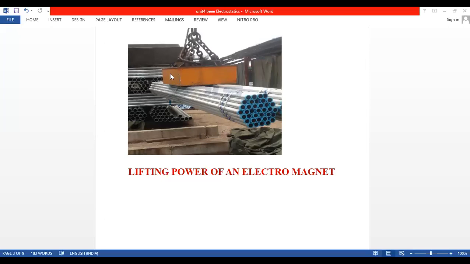I am just passing the current through it. It has got the iron rod. On the iron rod, I am placing the copper wire. It creates a huge magnetic field, and that magnetic field is able to attract these steel rods, and the steel rods are picked up by this electromagnet. So today, how much force and how much magnetic field is created, we are supposed to prove.